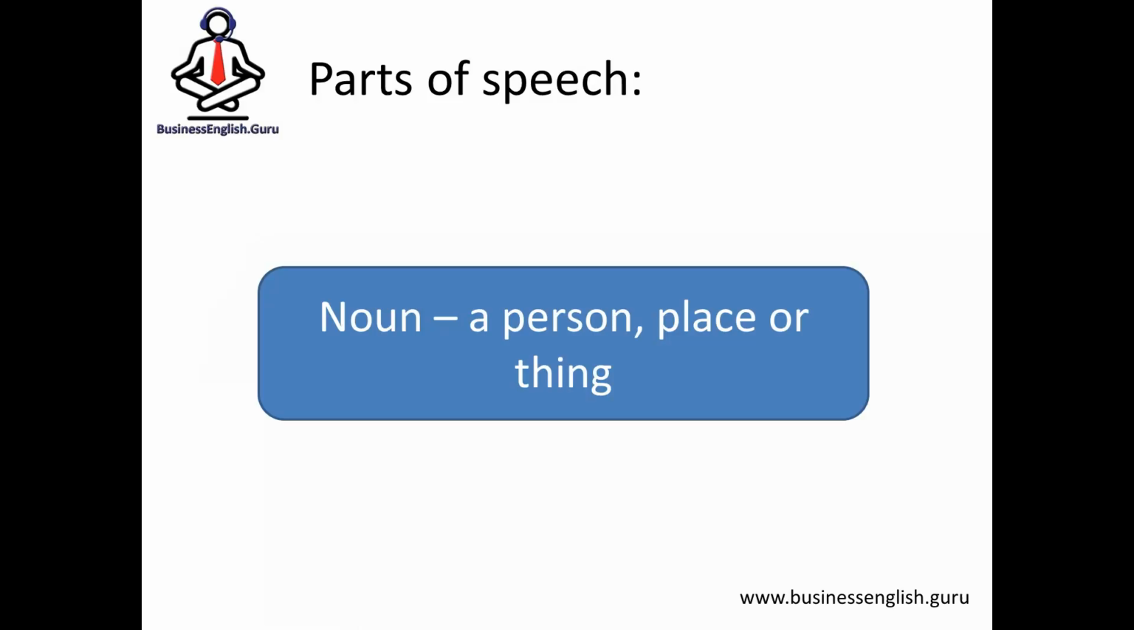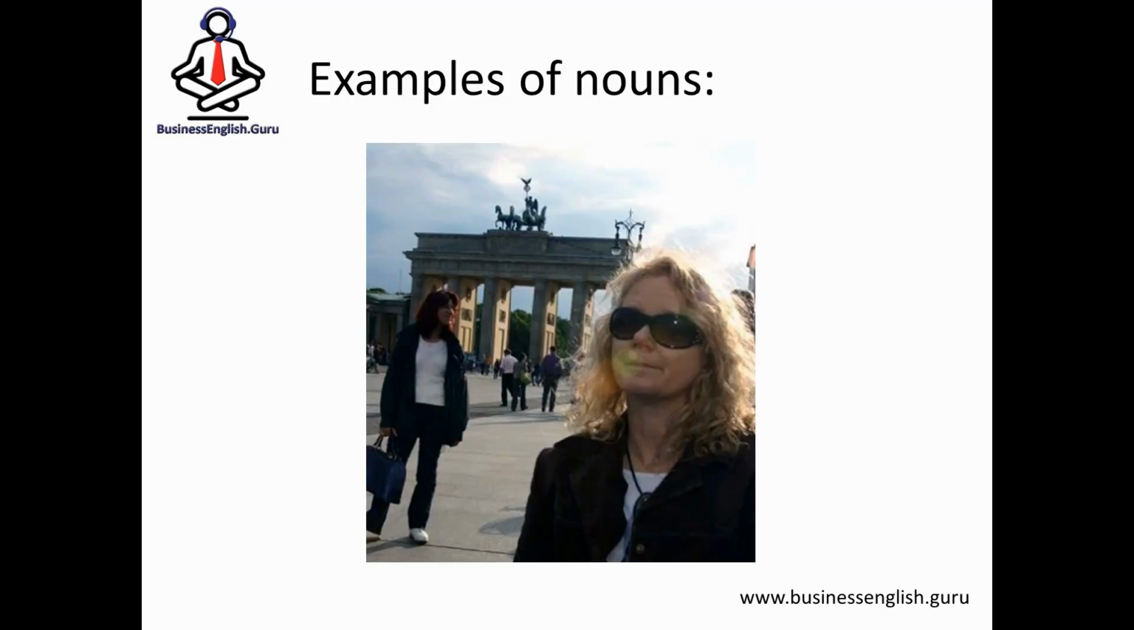We're going to start with the parts of speech, the little elements that make up the sentence. First of all, there is the noun. The noun is a person, a place or a thing. For example, here we have a picture, and in the picture, which was taken in a city, there is a gate and a woman.